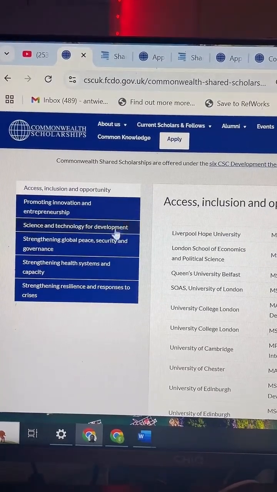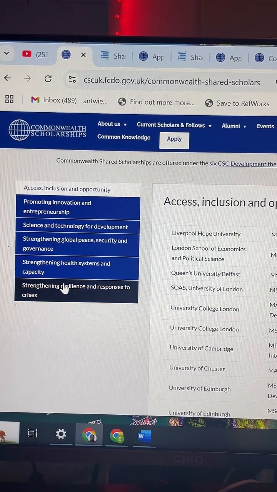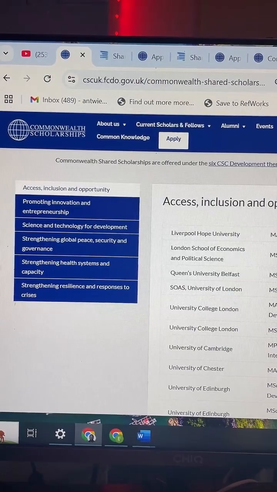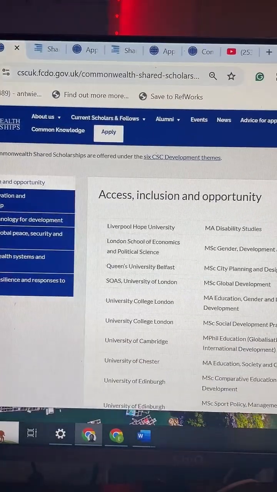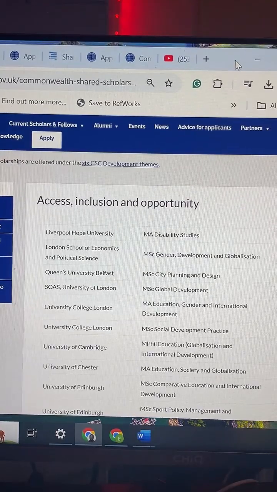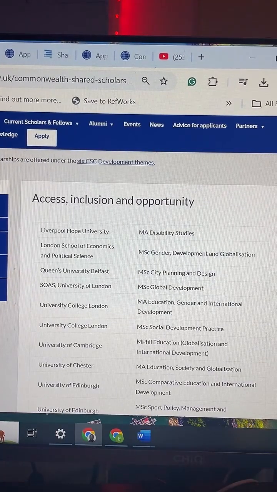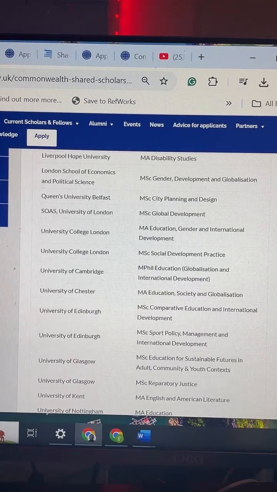So the themes that I was talking about. You look on top of the screen. It says that the Commonwealth Shared Scholarships are offered under the 6 Commonwealth Commission's development themes. So these themes that you see will be what they will be looking at for each of the selected courses or applications that you make. For every application, you will be selecting 3 of these themes. However, it's just going to be one of the schools or the courses that you'll be selecting for the application.